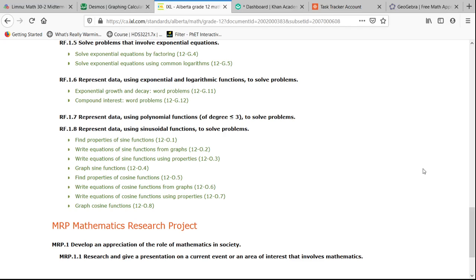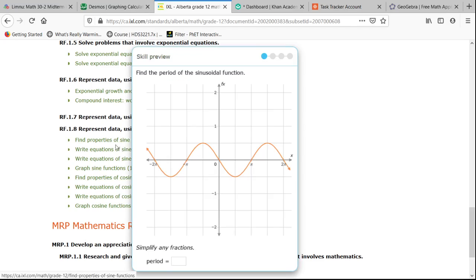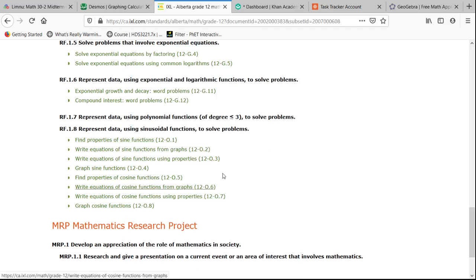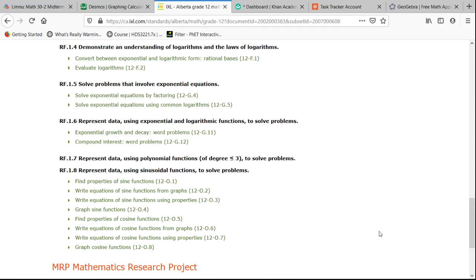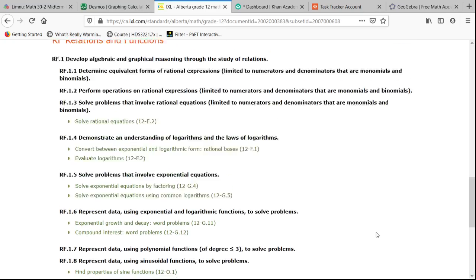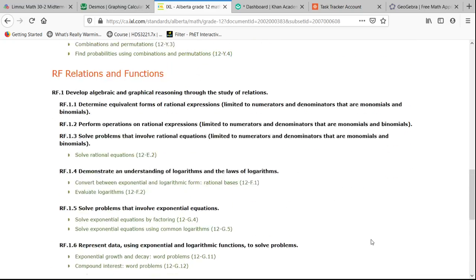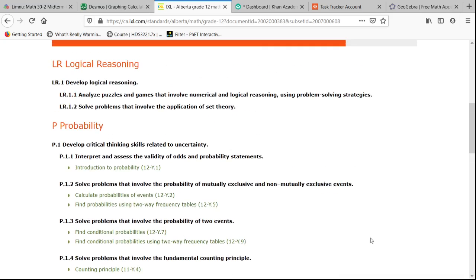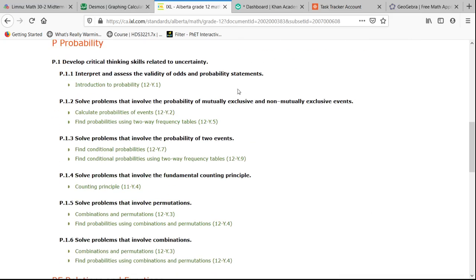RF8 is logical and sinusoidal. Yeah, represent data using sinusoidal functions to solve problems. So this doesn't have any of the regression skills. That's why there's not a lot for 6 or 7. But it's really good for 8 because this is your first exposure to actually graphing sine and cosine with the full domain. So that end, more than the regression end, is very well represented here. So that would be my advice, that there's almost like a built-in study guide. And then after the midterm, the rest of the course will be here, the logical reasoning and the probability.